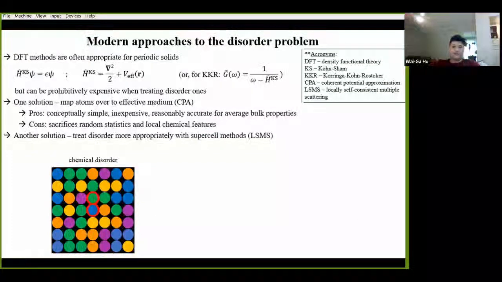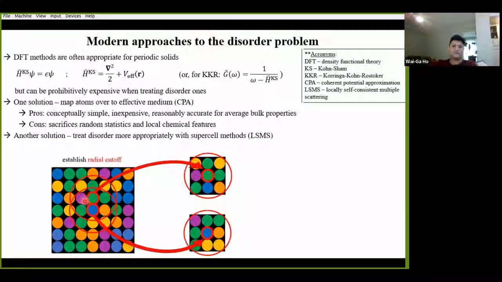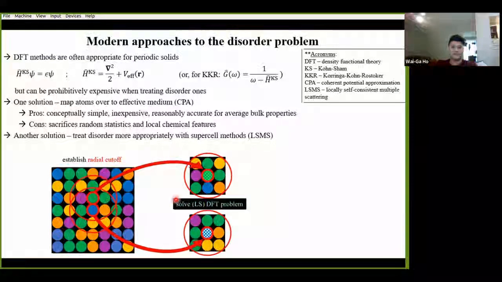With that, I'll just mention another approach to the problem, which may capture this chemical disorder a bit more appropriately. This is known as the locally self-consistent multiple scattering, or LSMS method. And with it, we can actually treat larger supercells, by establishing some radial cutoff, and then including them during a locally self-consistent DFT step, LS here being part of the LSMS acronym.